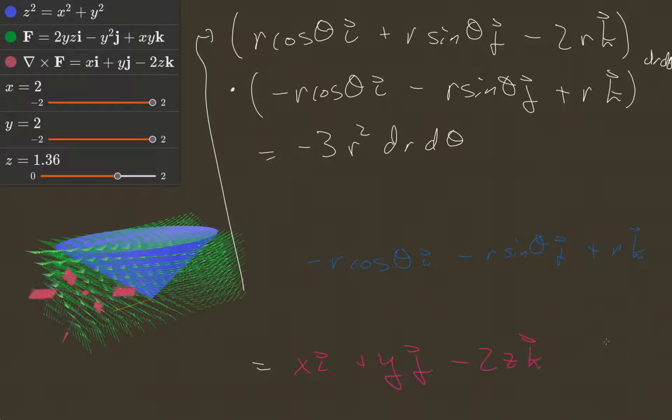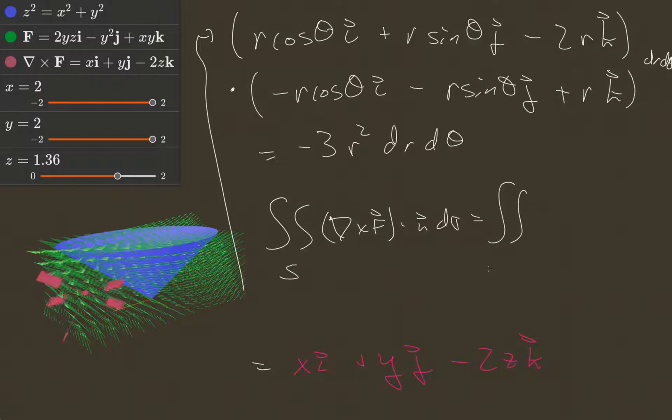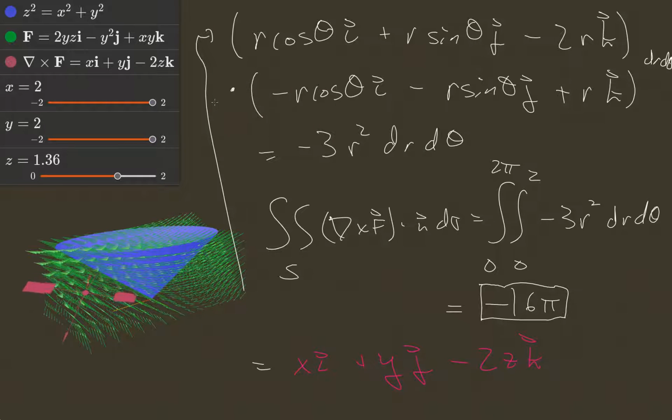So now we can evaluate our integral. The integral over S of curl of f is the integral from 0 to 2 pi, 0 to 2, of negative 3r squared dr d theta. So this integrates to negative r cubed, so that'll give us a negative 8, and then times 2 pi. So we get negative 16 pi for the surface integral.